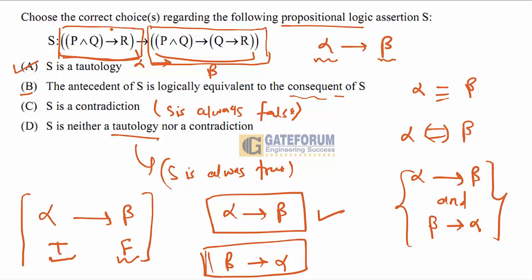Because there are multiple choices that can be correct. They are saying the correct choices. So A is true, that I agree, but I also need to check whether B is true or not. To check B is true, we need to check whether beta also imply alpha, right? If beta imply alpha is also a tautology, then I will say that B is also true. Let's check whether beta imply alpha is also a tautology or not.